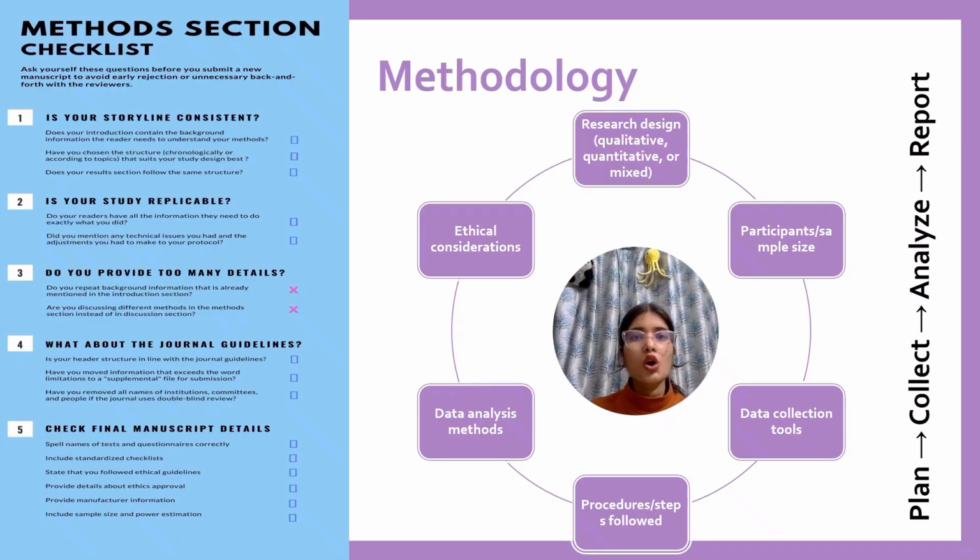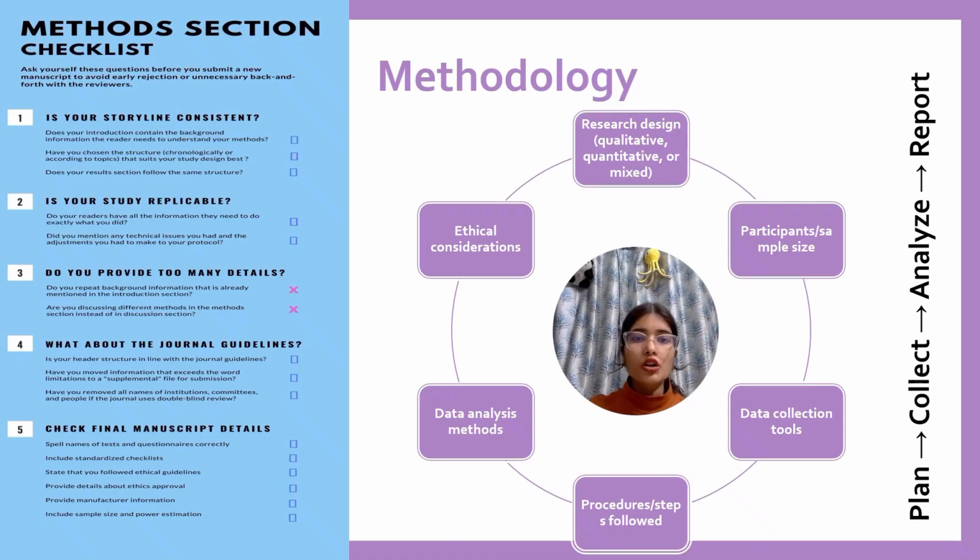Next is methodology. This section is usually very vast because it is like the recipe of your research. It answers the question, how exactly did you do your study? You start by describing your research design, for example, whether it is experimental, survey-based, case study or mixed methods approach. Then you explain your participants or data source. For instance, if you did a survey on university students, you should mention how many students took part, what age group they were, and how you selected them. This is called your sample size and sampling method.